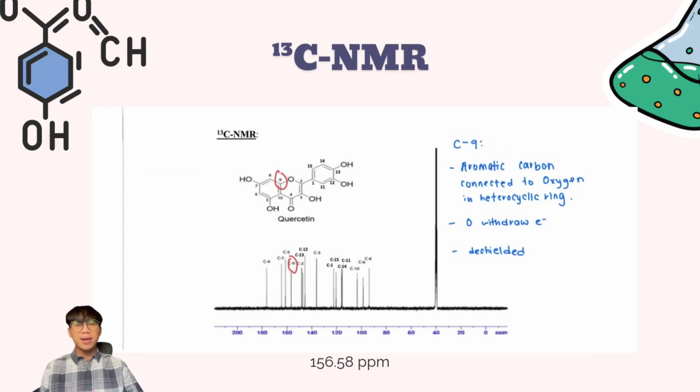Let's take a look at carbon number 9. This carbon number 9 is directly attached to the oxygen in the heterocyclic ring. Oxygen de-shields this carbon, making it appear downfield, which is 156.58 ppm.